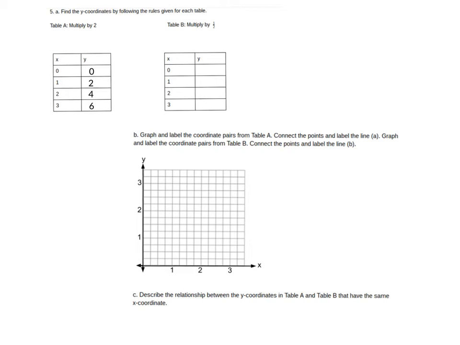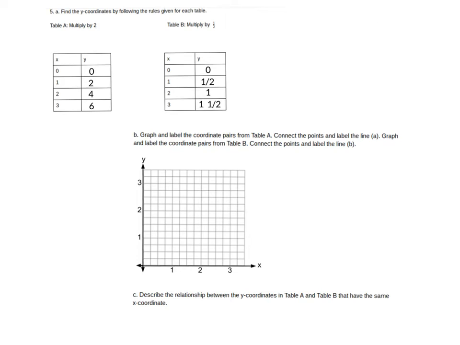Table B says multiply by 1/2. 0 times 1/2 is 0. 1 times 1/2 is 1/2. 2 times 1/2 is 2 halves, which is equal to 1. And 3 times 1/2 is 3 halves. And I know that 3 halves equals 1 whole and 1/2. So 3 times 1/2 is 1 1/2.